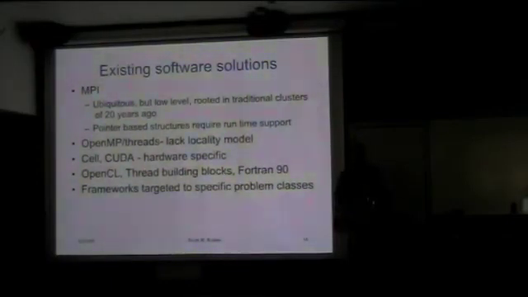It looks a lot like CUDA, so I'm not sure in truth how much it really does for improving portability, because we'll have to wait to see, but it may impose a particular view of the hardware that may or may not stand the test of time. I don't know yet. That's a hard one. There's Thread Building Blocks, Fortran 90, and so forth, a number of different techniques. And then lastly, there are frameworks targeted to specific problem classes.